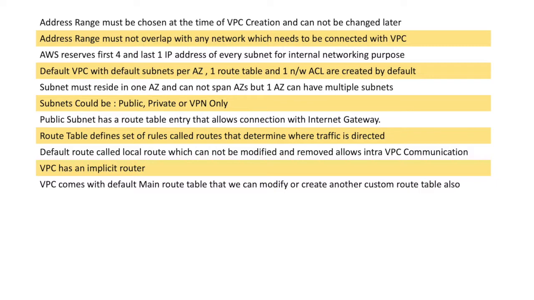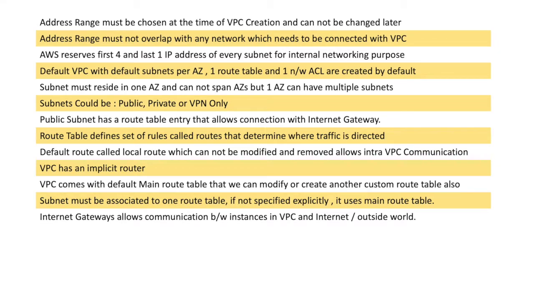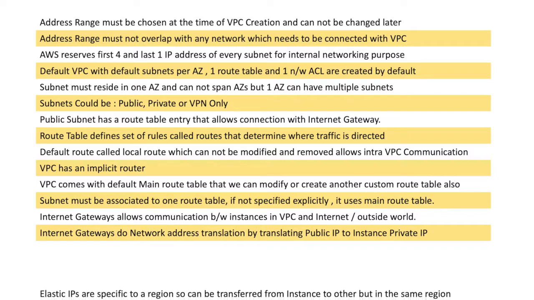VPC comes with a default main route table that we can modify, or we can create another custom route table also. We saw that. A subnet must be associated to one route table. If not specified explicitly, it is mapped to the main route table. Internet gateway allows communication between instances in VPC and the outside world. As the name suggests, gateway means a connection to some outside entity, and in this case, this entity happens to be the internet or the outside world. Internet gateways have another job at hand, which is network address translation for converting public IPs to private IPs. We have even seen it through the purpose of an analogy.